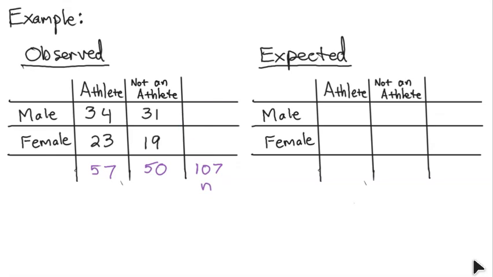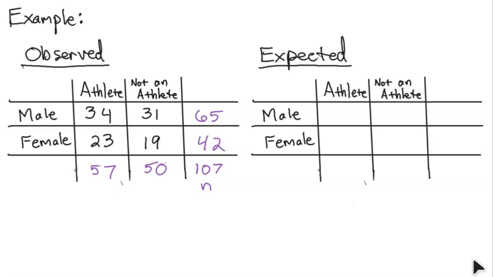Now we're going to do our row totals. We're going to add up these two numbers. 34 plus 31 is 65. We're going to put that right here. Then we're going to do this row total, and we're going to put it here. 23 plus 19 is 42. And you'll see that if we add up 65 plus 42, once again, we get 107.